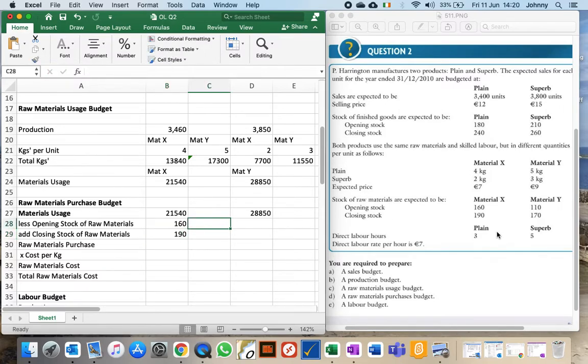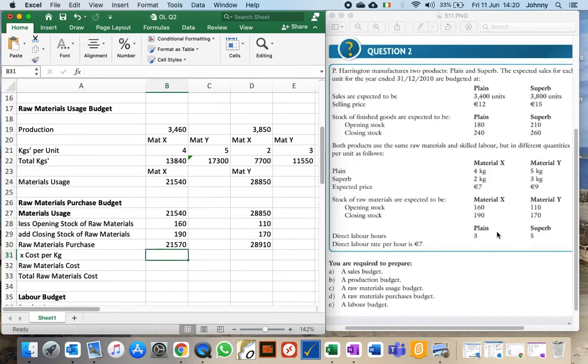Material Y, I have an opening stock of 110 and a closing stock of 170 as expected. So there's my raw materials. This is how much materials I'm going to use. I'll take away my opening stock because I've already got that. I don't need to go and buy it, but I'll add on extra for my closing stock that I need to have. So same story again for this one. So materials usage minus our opening stock and plus our closing stock.